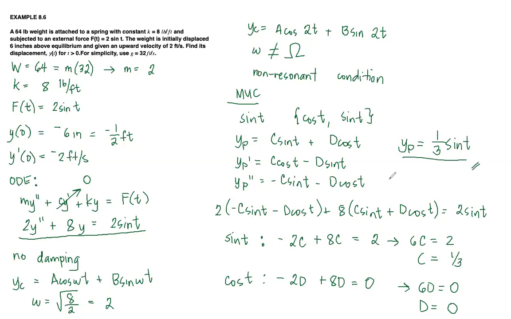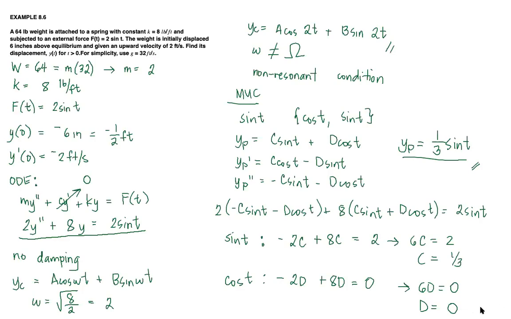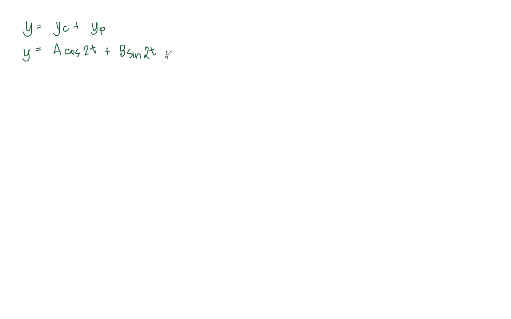Then after that, we combine our YC and our YP. So our solution, y, is equal to yc plus yp. So y is equal to a cosine 2t plus b sine 2t. Is that consistent? Let's check. Yes, cosine and then sine, and then plus 1/3 sine t.